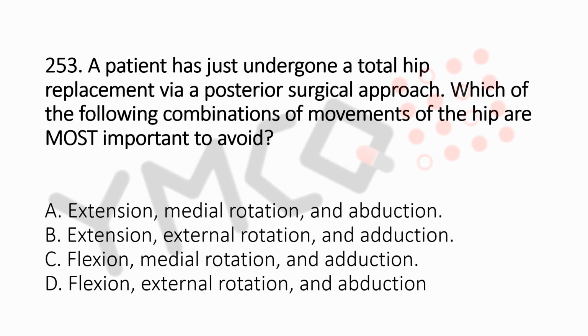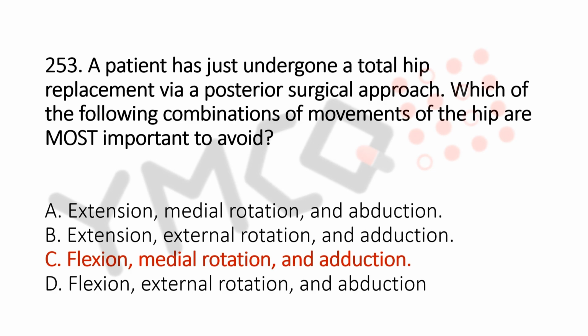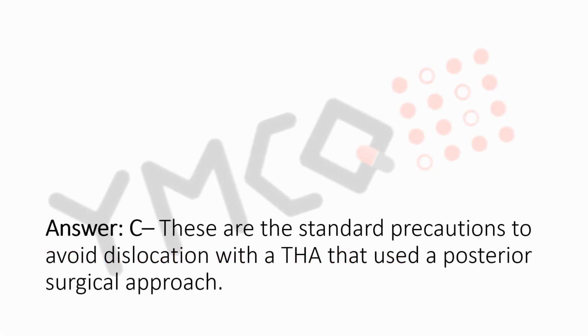And the answer is Option C, flexion, medial rotation, and adduction. Explanation for this question is, these are the standard precautions to avoid dislocation with a THA that used a posterior surgical approach. Now let's move to question number 254.